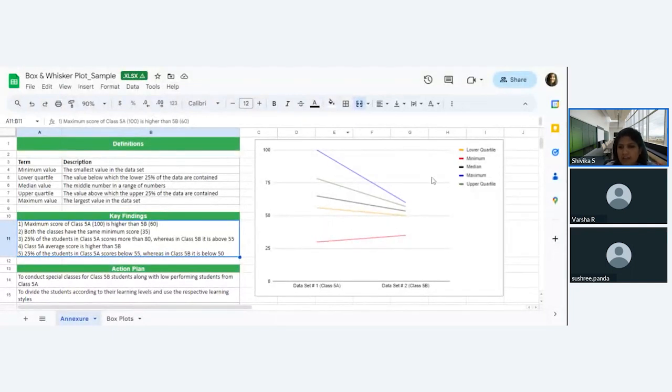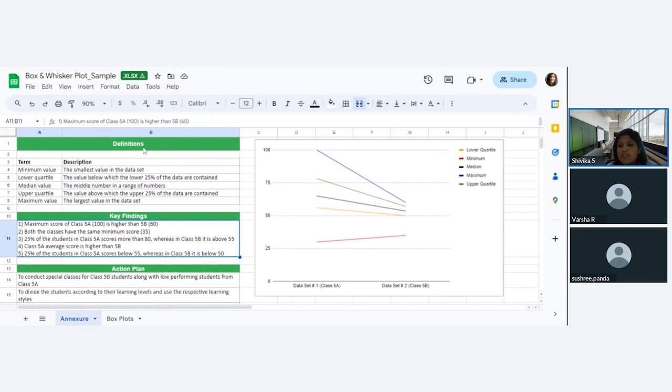So here there's this graph. You can see the plotting on the x-axis. The classes are mentioned. Here we are comparing class 5A and class 5B math students' performance. So on the x-axis the plot is the grade-wise data, and on the y-axis the data is of the score the student has scored in maths. So here we'll be focusing on understanding some of the terms.